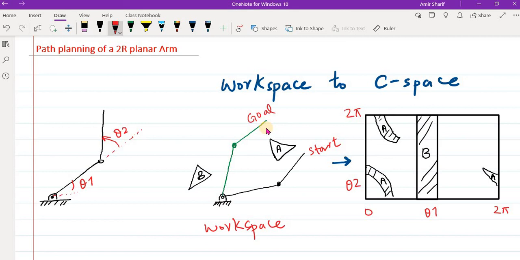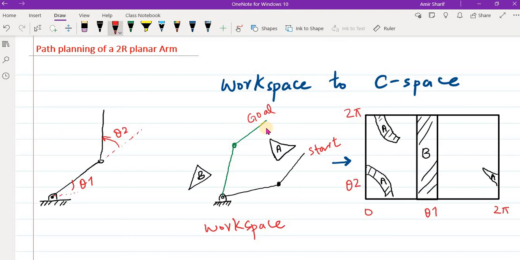And for link 2, it can rotate freely without collision with the obstacle. Just imagine that right now there is no obstacle A, we're just focusing on obstacle B. So link 2 can rotate freely 360 degrees within this region, but once it reaches this area where link 1 is in collision, link 2 automatically will be in collision with B.